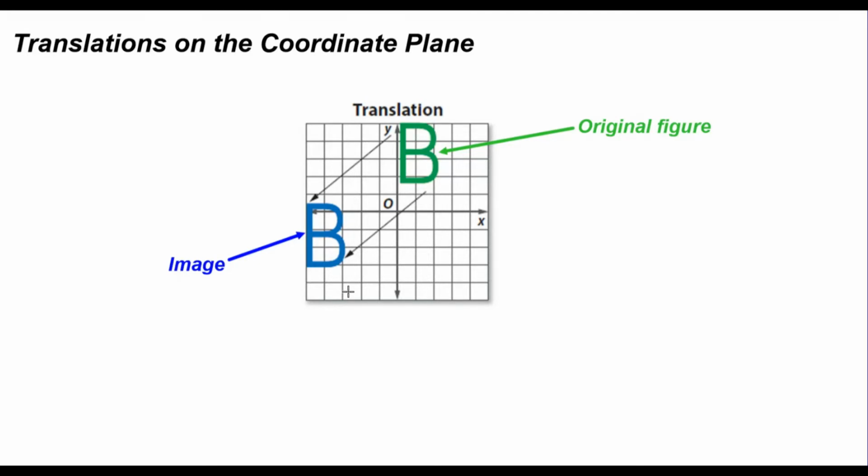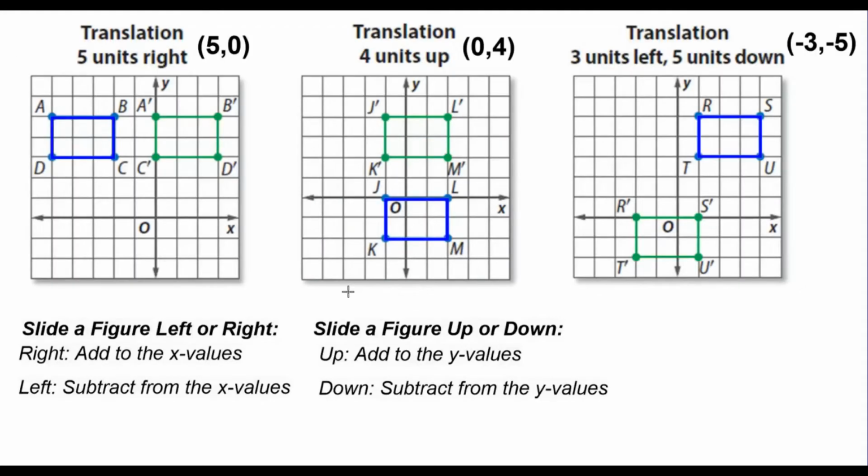So how do you perform a translation on the coordinate plane with figures? Here are three ways we can perform a translation. We can perform translations left and right, up and down, or a combination of left and right and up and down. So really we can move a shape anywhere we want on the grid. In all three of these diagrams, the blue figure is the original and the green is the image. The first one, we're going to be translating 5 units right. If you try to visualize taking this shape and sliding it 5 units to the right, just like this, we're going to get that green image.